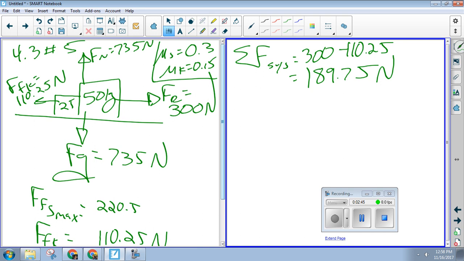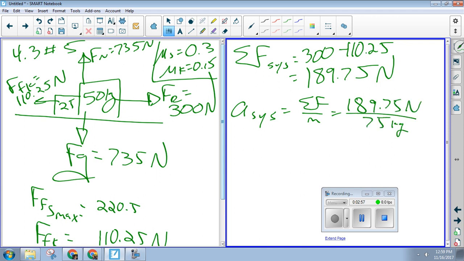Okay, so what now? Find the acceleration. So the acceleration of the system is net force over mass. Our mass is 75 kilograms. So divide this out and you get 2.53. Thank you.